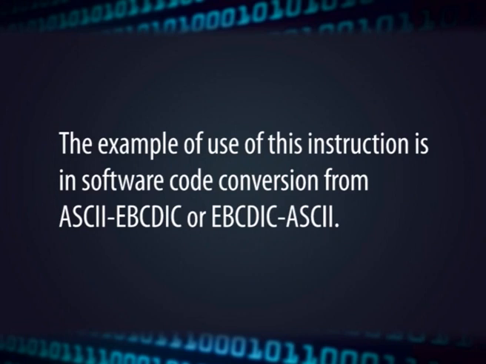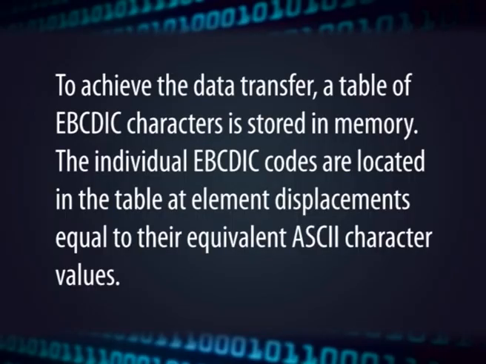An example of the use of this instruction is in software code conversion from ASCII to EBCDIC or EBCDIC format to ASCII format. The storage format of characters in desktop or Unix computer systems is ASCII format. However, the storage format on the IBM mainframe is EBCDIC format. A file stored in the ASCII format must first be converted into EBCDIC format before being used in a mainframe system.